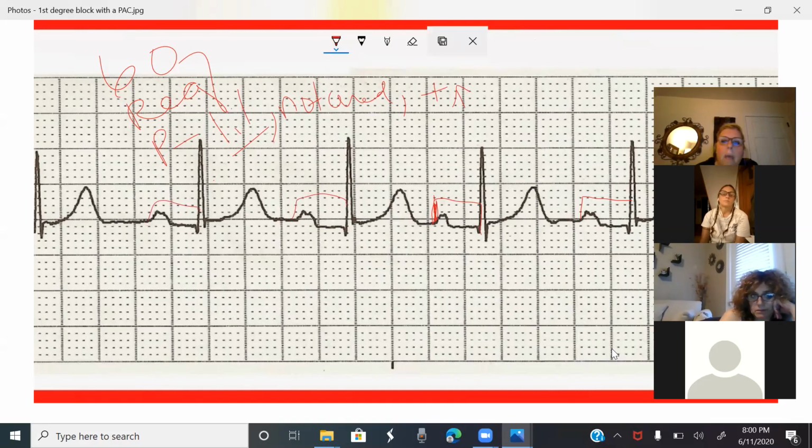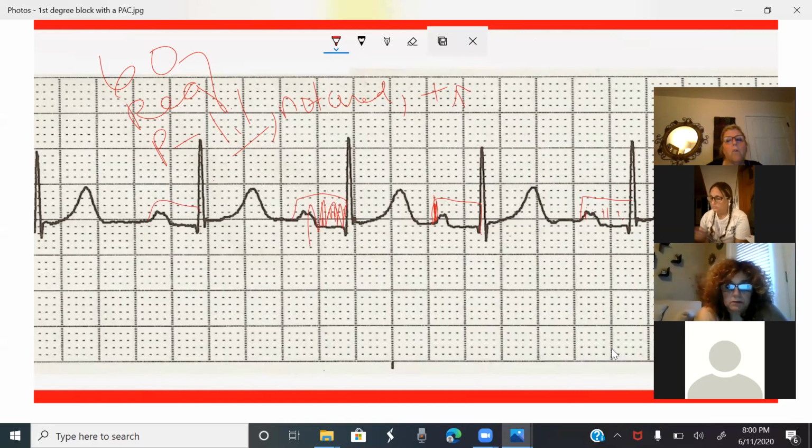Now, let's count them. Big space. So there's how many? 1, 2, 3, 4, 5, 6 maybe? Somebody say 6? Where do you get that? What do you mean? Where am I getting what? When you say 6 blocks? 6 little blocks. How do we measure the PR interval?